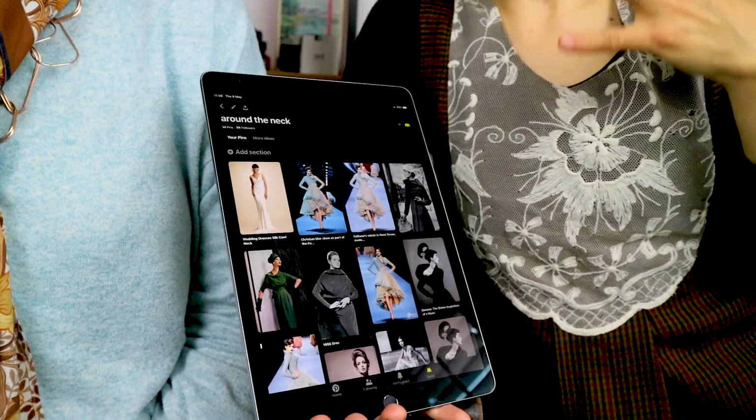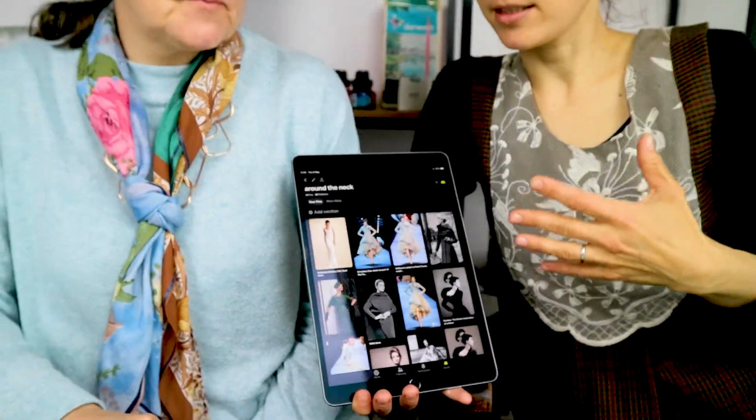We're going to analyze the image, talk about fabrics, and then we're finally going to draft it with you. So let's get on with drafting.